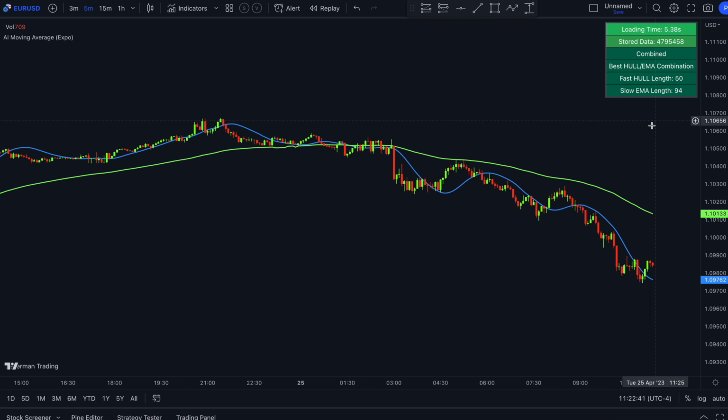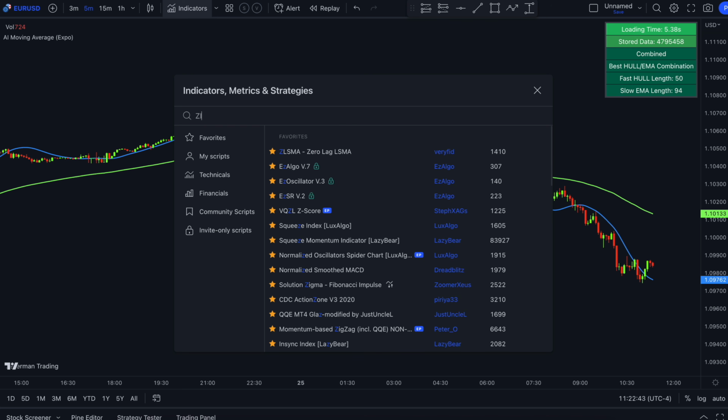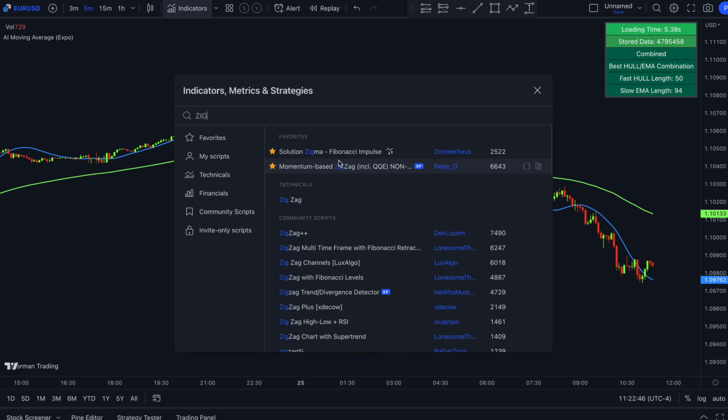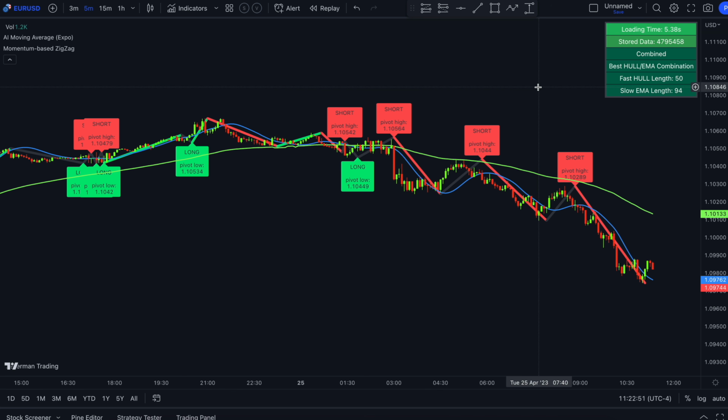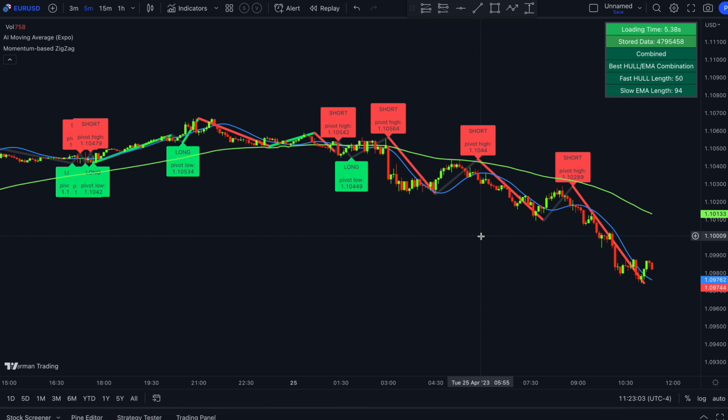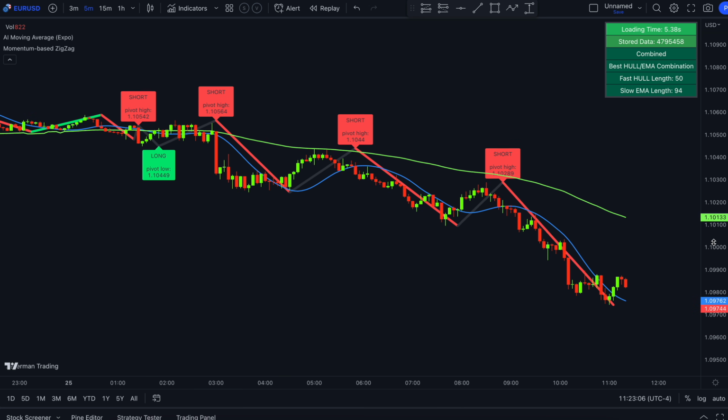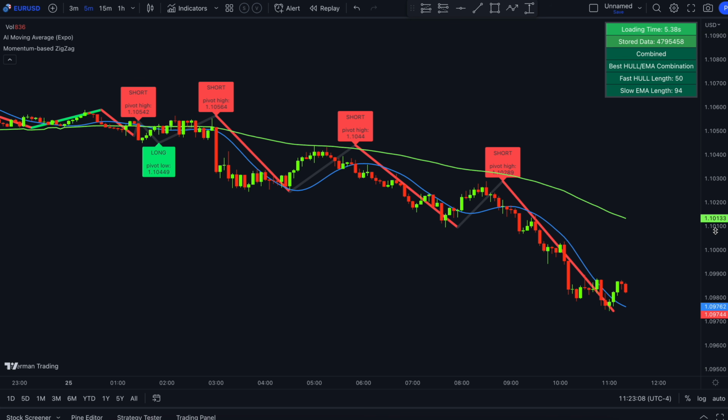The second indicator that completes our strategy is called the Momentum-Based Zigzag. This tool was created by Peter_O. The Momentum-Based Zigzag indicator is a technical analysis tool that combines the principles of momentum and the zigzag pattern to identify potential trend reversals and trading opportunities in the market. The zigzag pattern is a series of consecutive up and down price movements that form a series of peaks and troughs. This pattern helps identify price trends and reversals. In the context of the momentum-based zigzag indicator, the zigzag pattern is created based on momentum calculations.